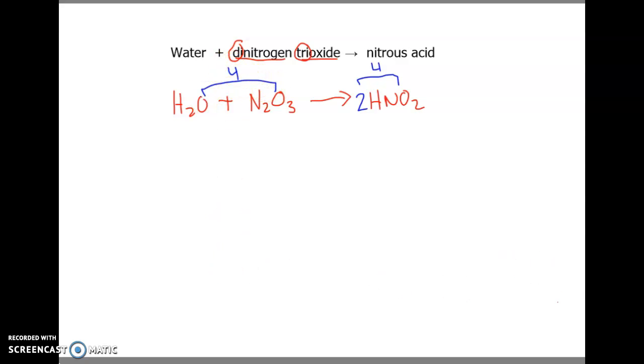To write this into Moodle, it'll look like this. The arrow will be much nicer in Moodle. I would just put a 2 right there, and I'd write these in like this. Don't worry about subscripts. Just write them in with large letters.